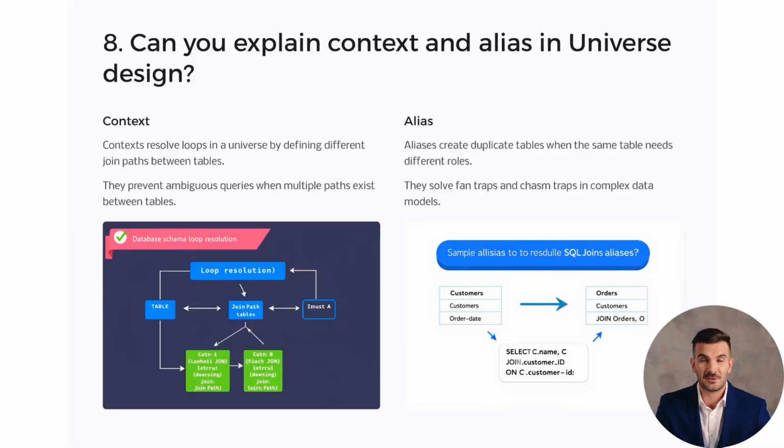Question number 8. Can you explain context and alias in Universe Design? Answer. Absolutely. Contexts help resolve loops in a universe by defining different join paths. Aliases are used to avoid fan traps or chasm traps. I always use them when the same table is required more than once in different roles.